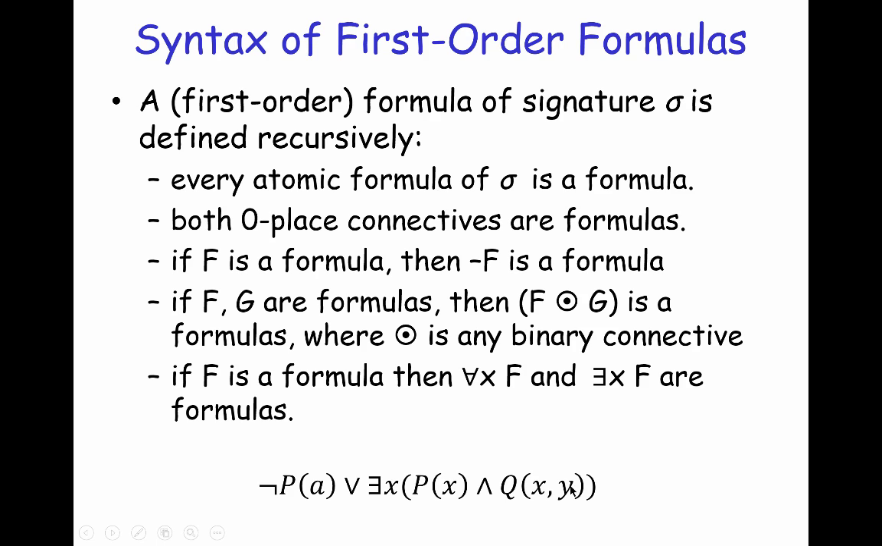Why is this a formula? Well, it has the form of a quantifier followed by F. So for checking that this is a formula, we need to check whether p of x and q of x comma y is a formula. And of course it's a formula because it's a conjunction over these two subformulas, going through the third case. You can see that p of x and q of x comma y are both atomic formulas, so they are also formulas. So we can check that this is a valid string for formulas by applying this recursive definition.